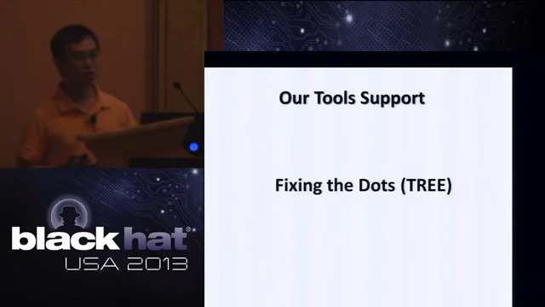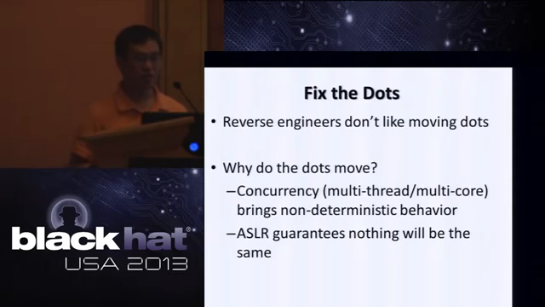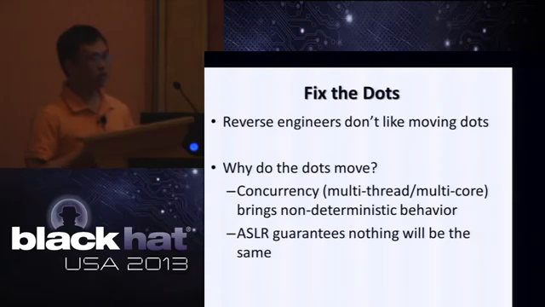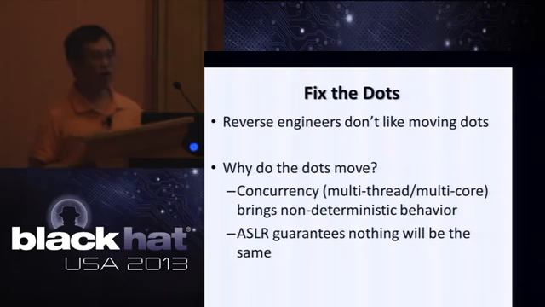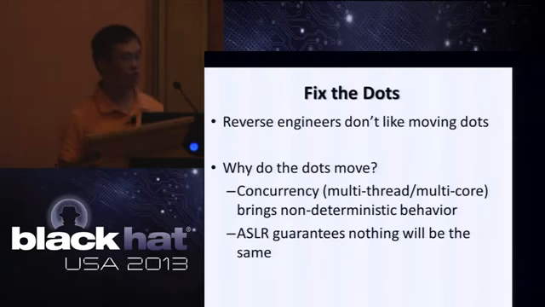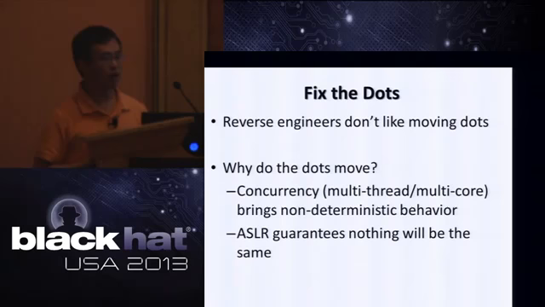So our first task is to help you fix the dots. We have mentioned that many times you see a problem or a behavior, either a crash or the program hangs, and you want to look further. You need to focus on a particular part, or look at different aspects from a different level of detail. But when you try to run the same thing again, it's not exactly as you expect or as you have seen. So why do the dots move? What makes the target move?